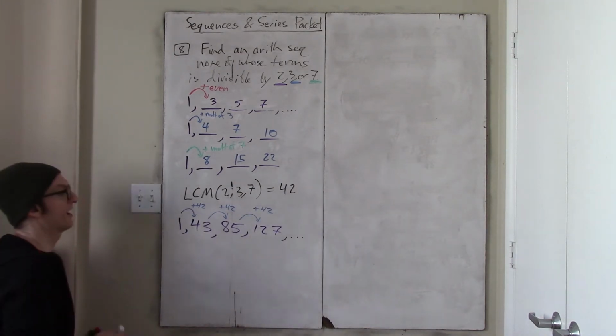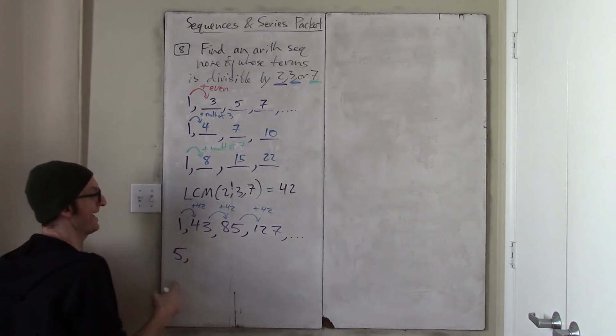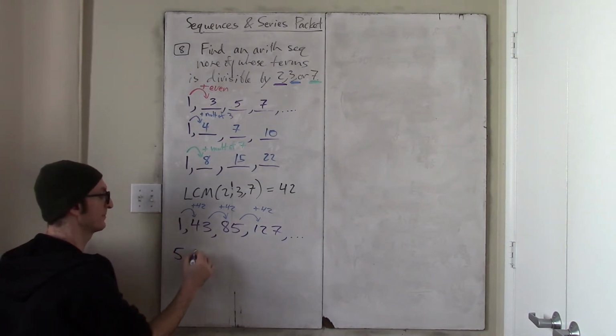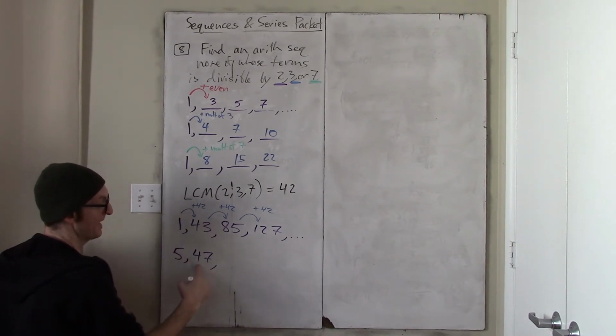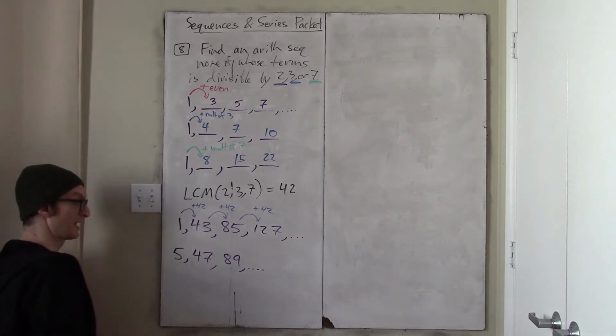And so an alternative answer to this problem would be to just start with 5 and add 42. So this would be another answer: 5, 47, adding 42 to that would give me 89, etc. This is also perfectly legitimate.